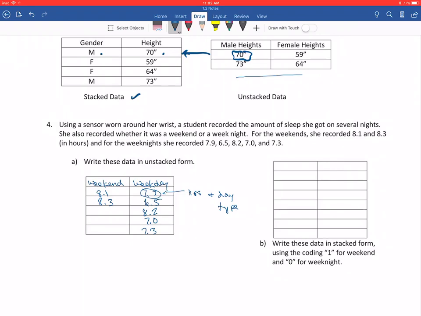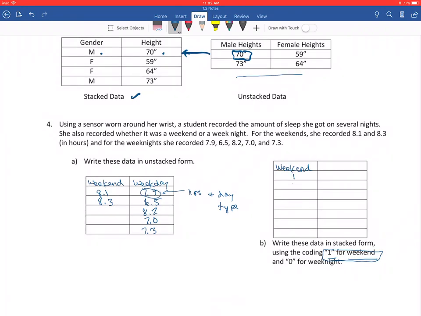Now in stacked form, not only are we going to write it in stacked form here, but we're also going to use some coding. We're going to use 1 for weekend and 0 for weeknight. So this information tells me how to label one of my columns. I know that if 1 means weekend, then weekend is one of my headings. And when I go through, I want to use a 1 if it's a weekend and a 0 if it's not. So I have 2 weekends and the other are weeknights.